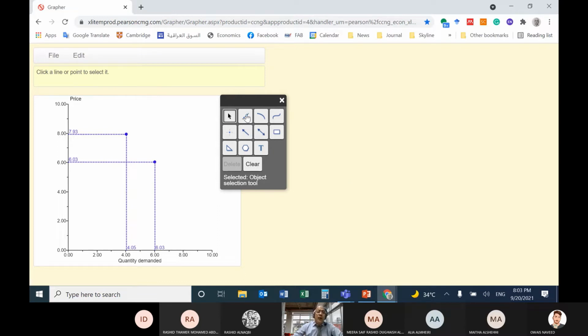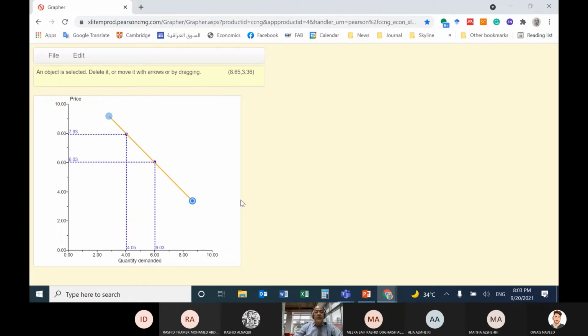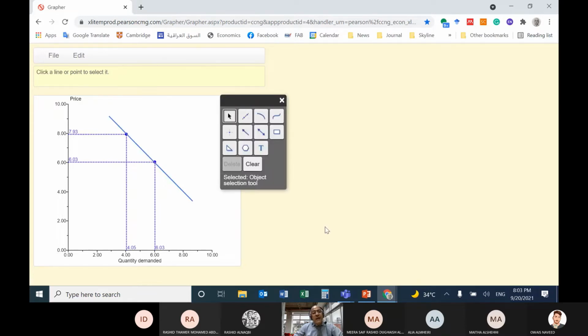How to draw a demand curve? Simply connect between two dots. So I connect two dots. So this is a demand curve. It slopes downward: as the price decreases, the quantity demanded increases, or there will be a movement along the demand curve.